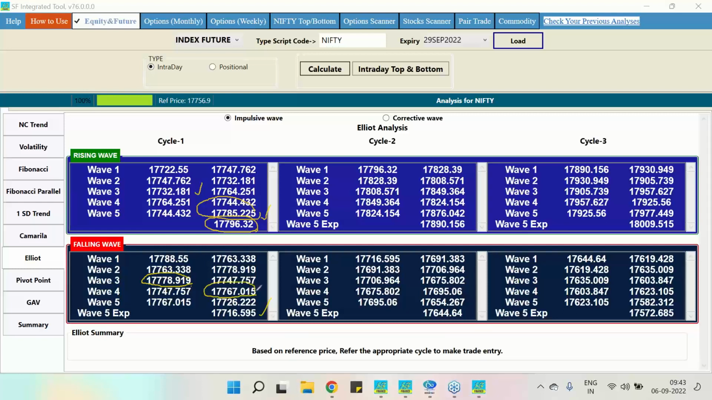So it is slightly complex. It is not as easy as your one standard deviation. So it is not straightforward.